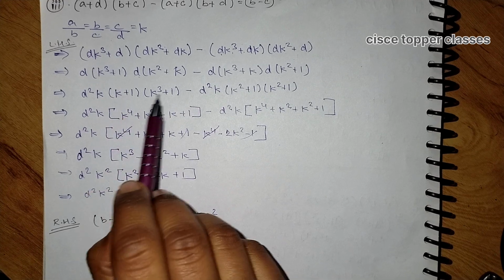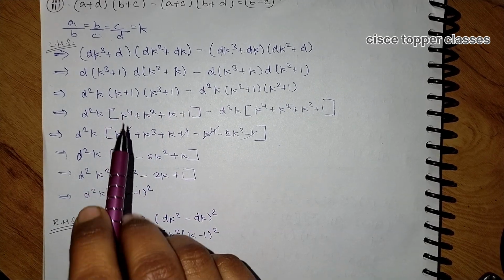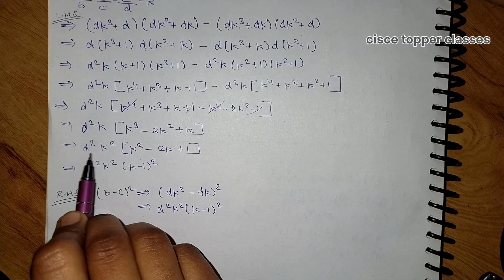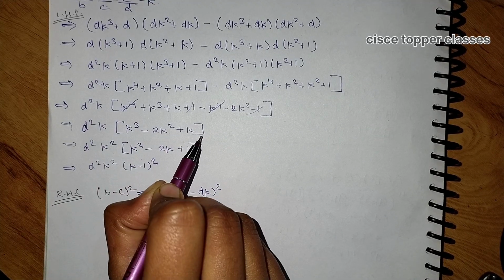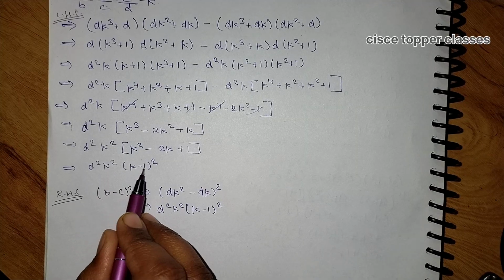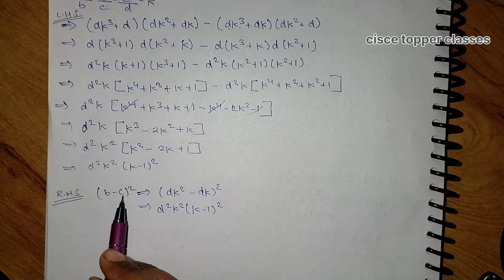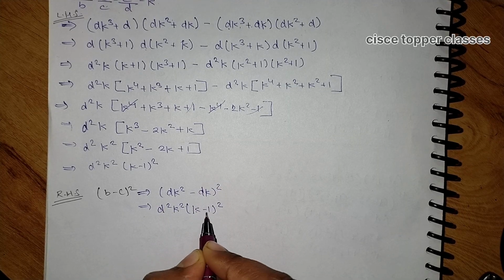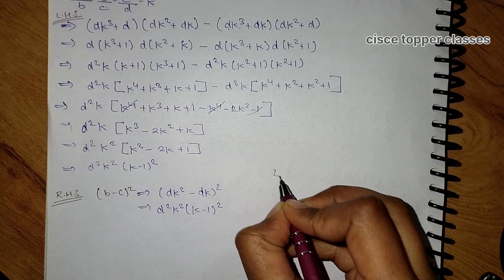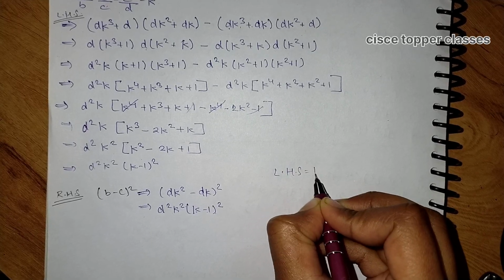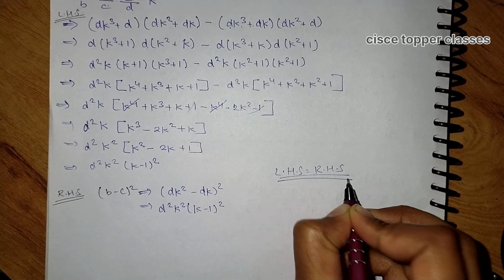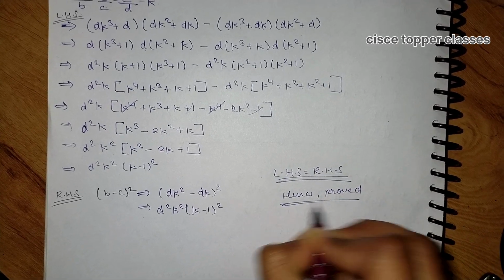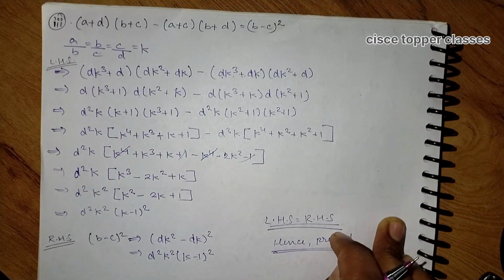We will cross multiply here k cube plus 1 and k plus 1. We'll multiply them and we will get d square k as k cube minus 2k square plus k, and d square k square as k square minus 2k plus 1, where d square k square will become (k minus 1) whole square. B minus C whole square will become (dk square minus dk) whole square, that is d square (k minus 1) whole square. So here LHS is equal to RHS in this question, hence proved that A, B, C, D are in continued proportion in question number 3.